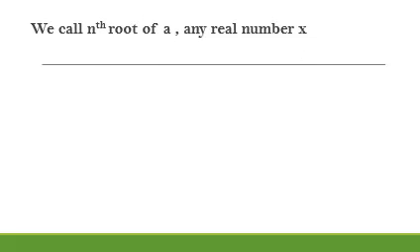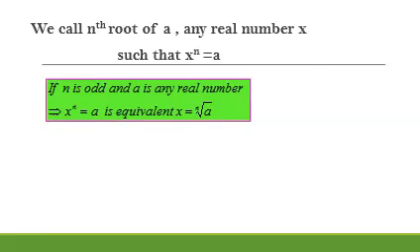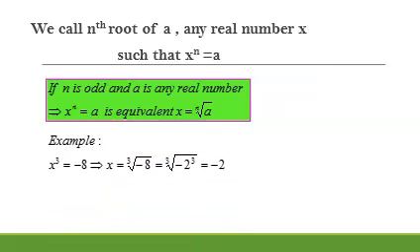Now we call nth root of a any real number x such that x to the power n equals a. If n is odd and a is any real number, you can write that x equals the nth radical of a. Example, x cubed equals minus 8, then x equals the cube root of minus 8, or in other words, you write 8 as 2 to the power 3, and then it's minus 2. This is if n is odd.